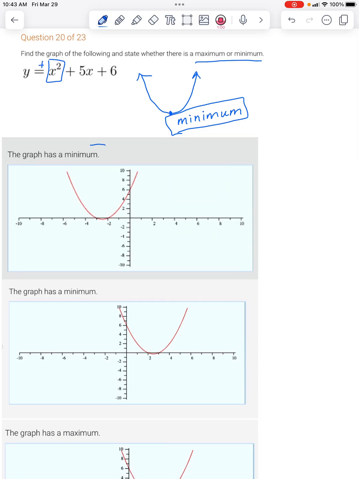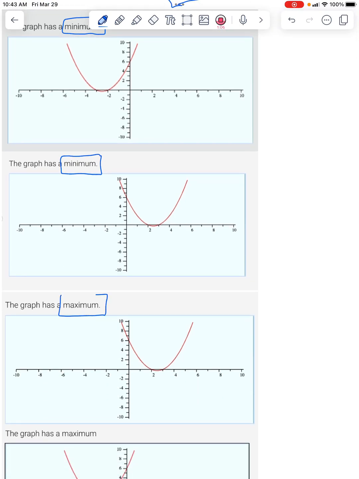And so let's look at these down at the bottom here. This one says it's a minimum. This one says it's a minimum. This one says it's a maximum. And the last one says it's a maximum.